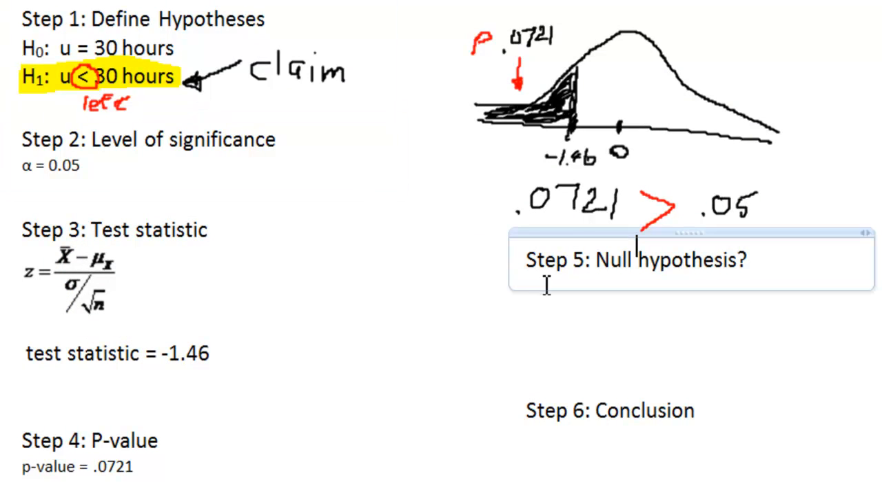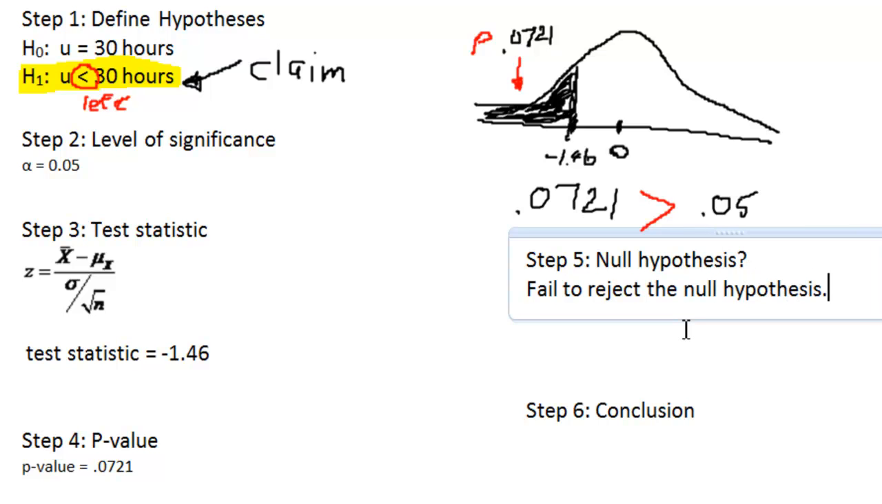What does that mean? That means when we get to step 5 now, we can say our conclusion about the null hypothesis is that we are going to fail to reject the null hypothesis. In essence, I'm almost doing this in quotes here, I'm basically saying we're going to accept the null hypothesis. We're not really accepting it. We don't say that. We state it as we fail to reject it. We're not going to reject it.